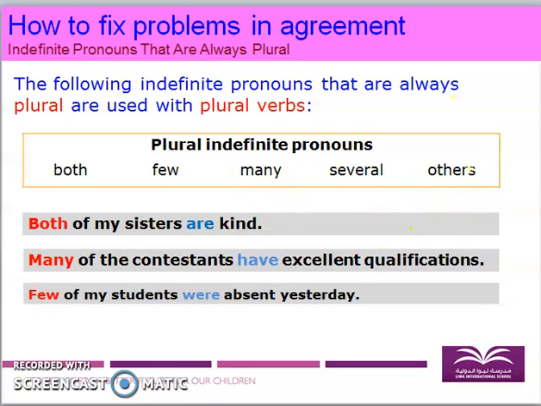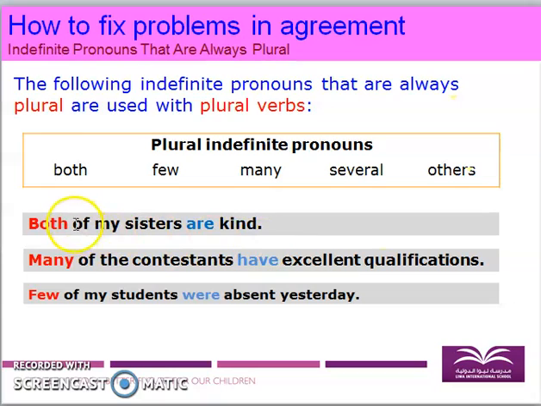Okay. Indefinite pronouns that are always plural. The following indefinite pronouns are always plural and are used with plural verbs. Examples: both, few, many, several, and others. Again, if we're going to use these as our subject in our sentences, we should also use a plural verb.